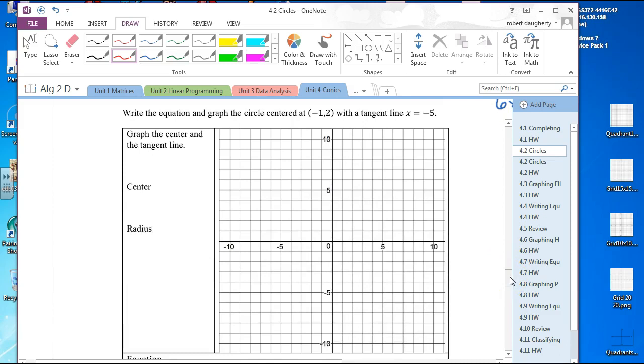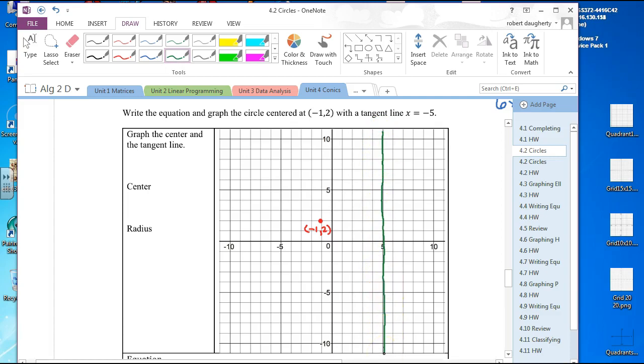Write the equation and graph the circle centered at negative 1, 2 with a tangent line at x equals 5. Negative 1, 2 is right here. So that is my center. I have a tangent line at x equals 5. So x equals 5, that's this line right here.